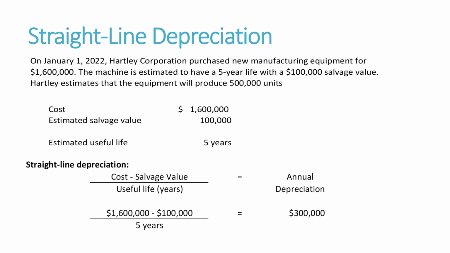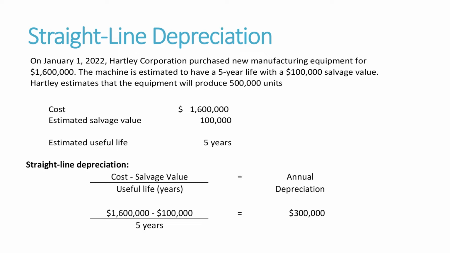So for our first example, we'll look at straight line. On January 1st, 2022, Hartley Company purchased a new manufacturing equipment for $1.6 million. The machine is estimated to have a 5-year life with $100,000 salvage value. So let's take a look at a view of these numbers. The $1.6 million is the cost of the asset, and we know that that includes all costs incurred to get it ready for its intended use.